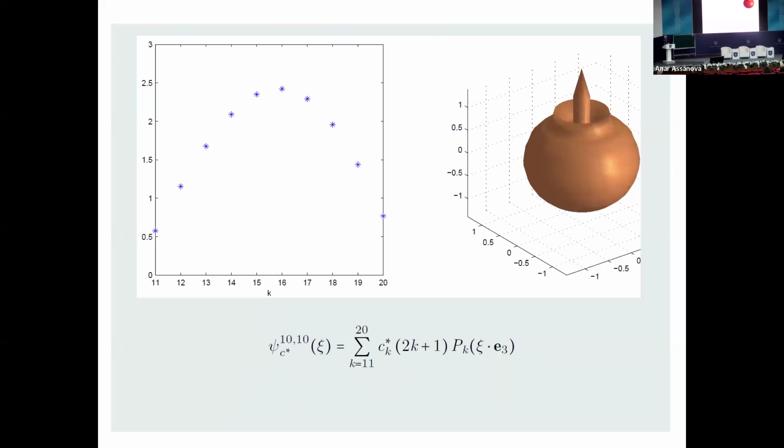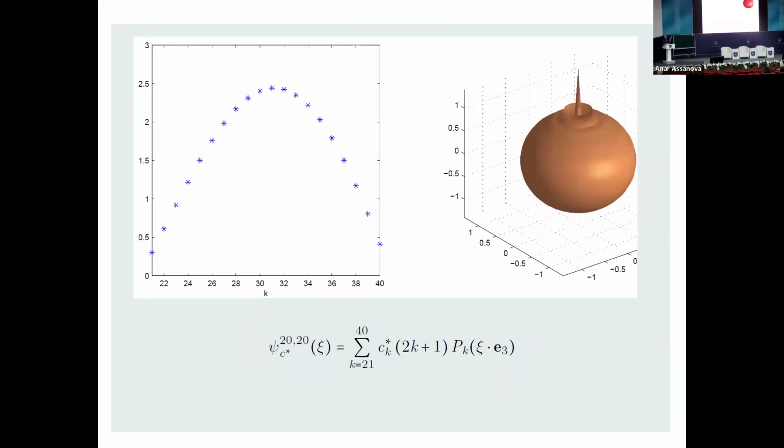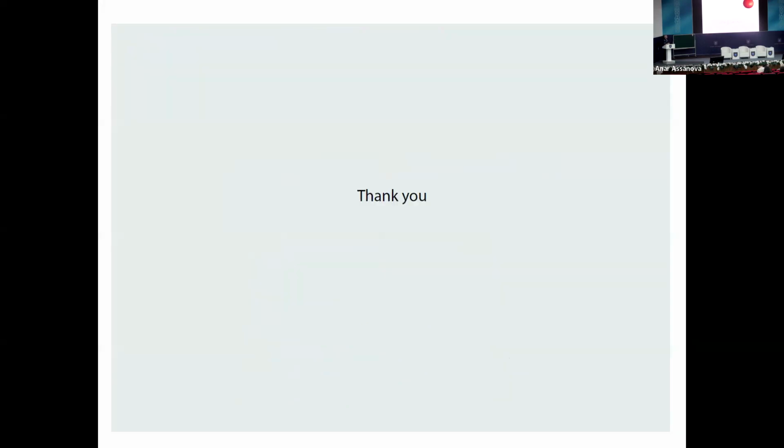And here are some pictures of these best localized functions. Here you see really nicely localized in space, localized on the North Pole. You lose localization in frequency. And I apologize for overrunning my time. Thank you very much.